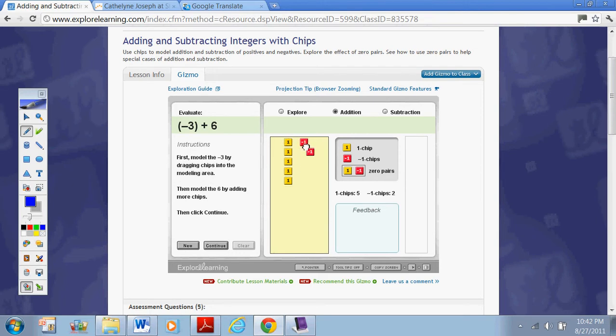Cancel, cancel, and they cancel. So now when we actually add 6 to -3, we actually end up with +3. Okay, notice we are left with only positive chips.